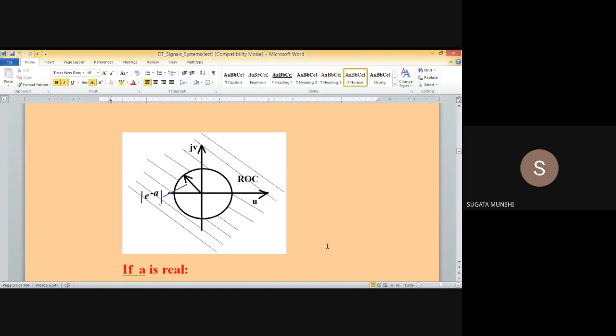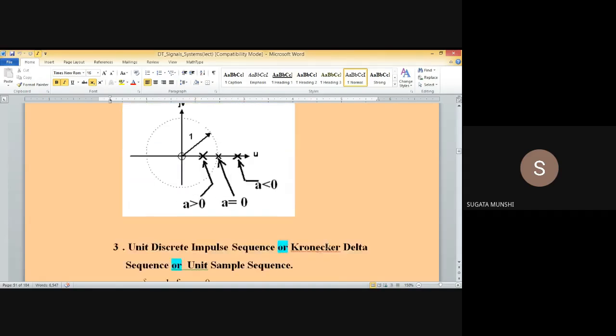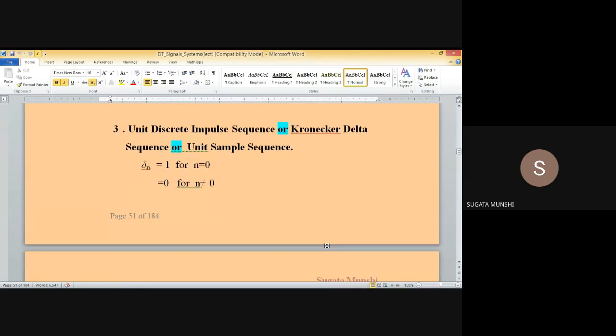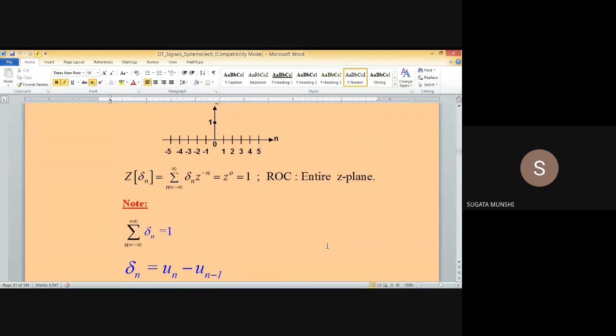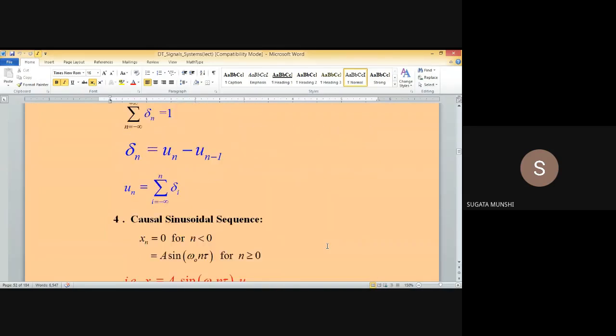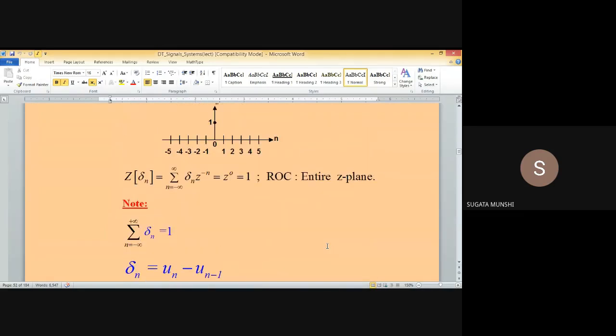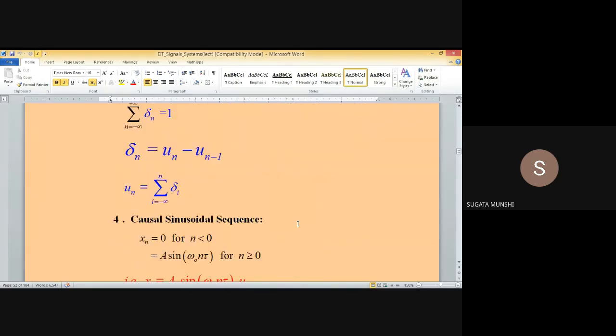All right. So those are the Z transforms that we considered. We also considered the impulse sequence or Kronecker delta sequence or unit sample sequence. There the Z transform was 1, and the entire Z plane was the region of convergence. Region of convergence means the region in the Z plane where the Z transform will exist. In other words, the region where the magnitude of X(z) will be finite.